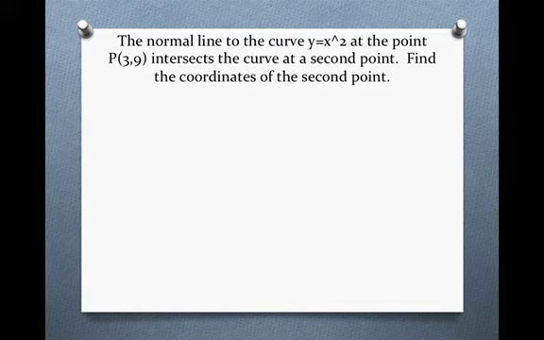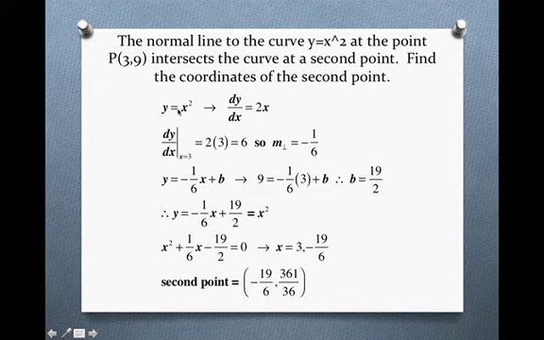Well, the first thing we need to do is figure out the equation of the normal line. So we follow the same process. Here's the derivative. We evaluate it at 3. This is the slope of the curve at that point. The normal is perpendicular, so we find the negative reciprocal. We begin our equation here. We find our slope-intercept, and so here's the equation of our line.